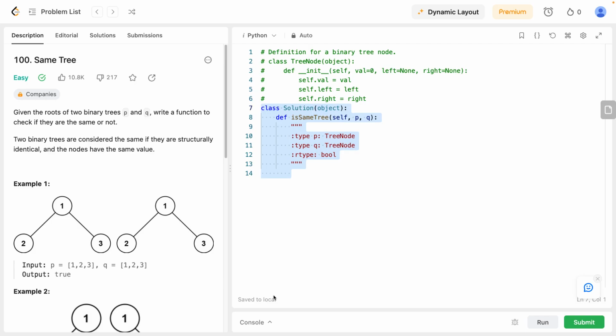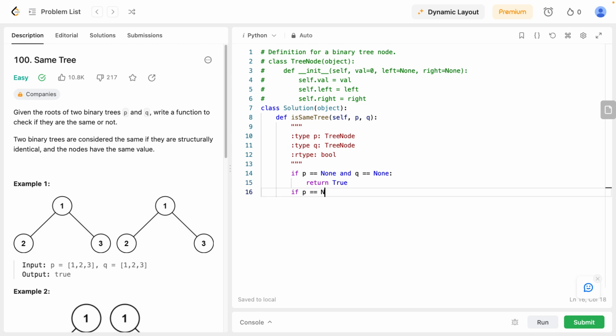So let's go to the code. So if P is none and Q is also none, then return true. So they are equal.